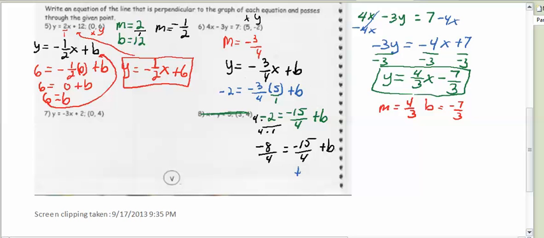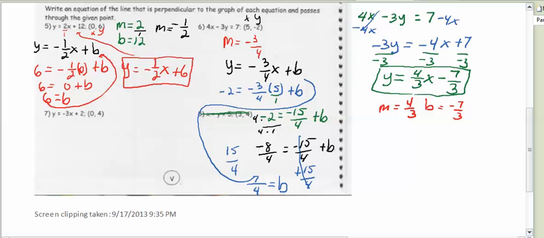Okay, we're going to add 15 over 4 to this side. We're going to add 15 over 4 to this side. So now I have a common denominator. What's 15 minus 8? 7. And we keep the denominator at 4. So my b is 7 over 4. I'm going to take that information, and it's going to be plugged in at this point.